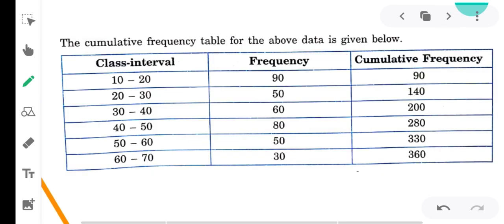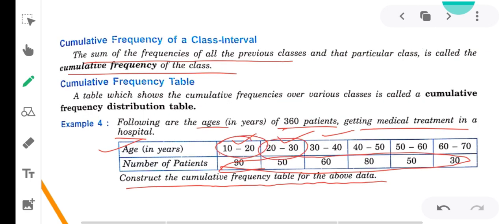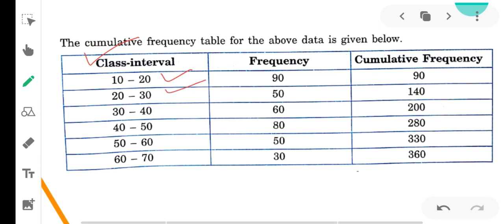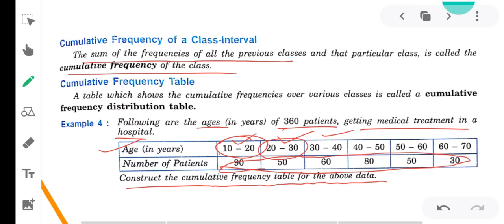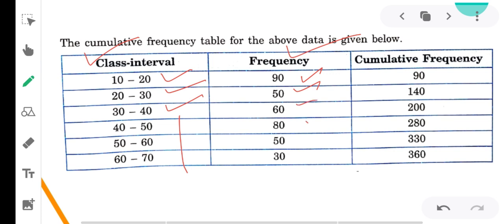Now make a table. In this column write down the class interval, which is given here: 10 to 20, 20 to 30, 30 to 40, and so on. Then in the second column write down the frequency. Frequency is also given, that is the number of patients: 90, 50, 60, 80, 50, and 80. Then another column, that is cumulative frequency. Cumulative frequency, as I told you, is the sum of the frequency of all previous classes and that particular class.